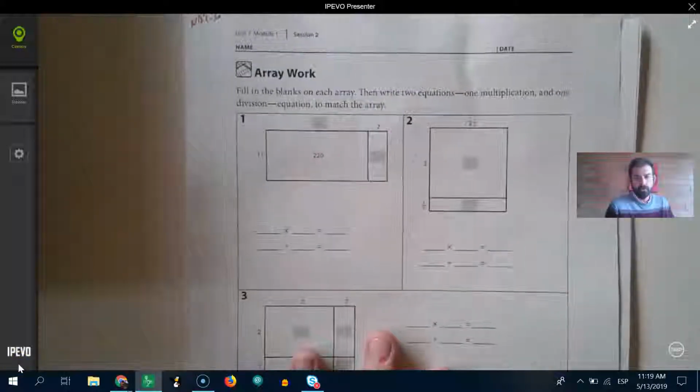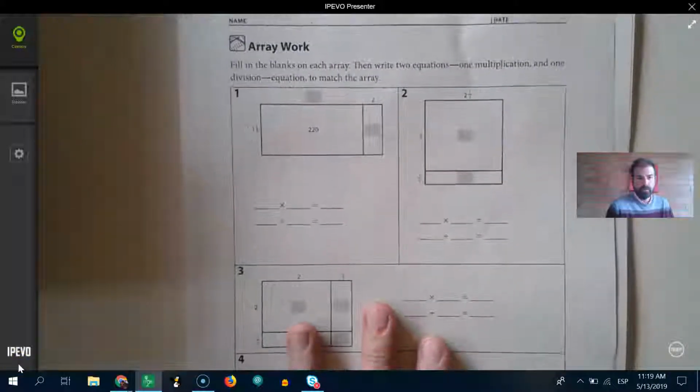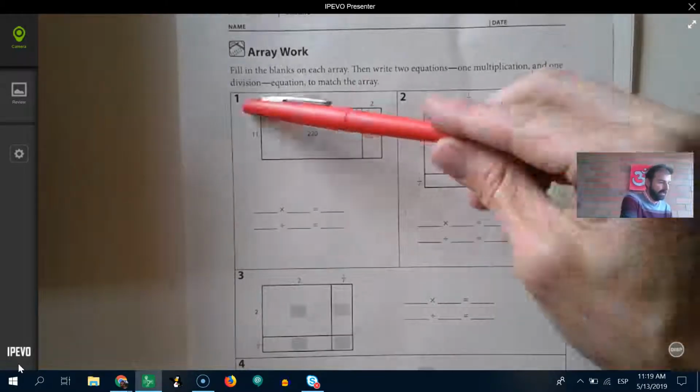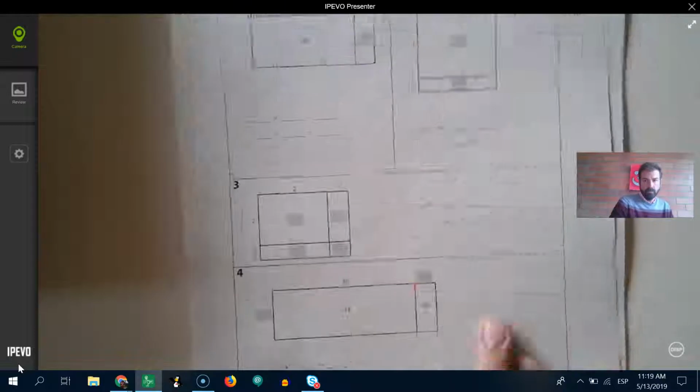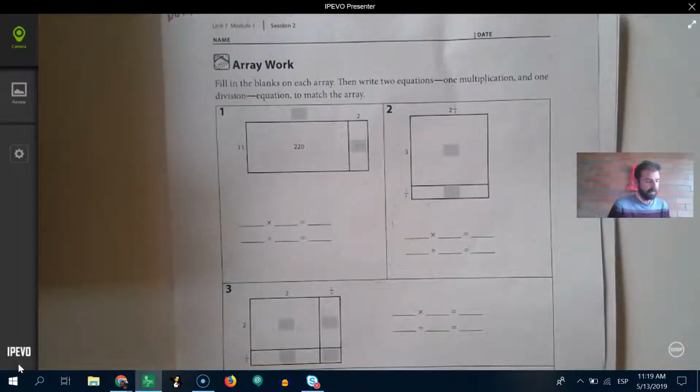This is array work. It says fill in the blanks on each array, and the array is the rectangle, or the rectangles. Down there, it's asking us to write two equations, one multiplication and one division.